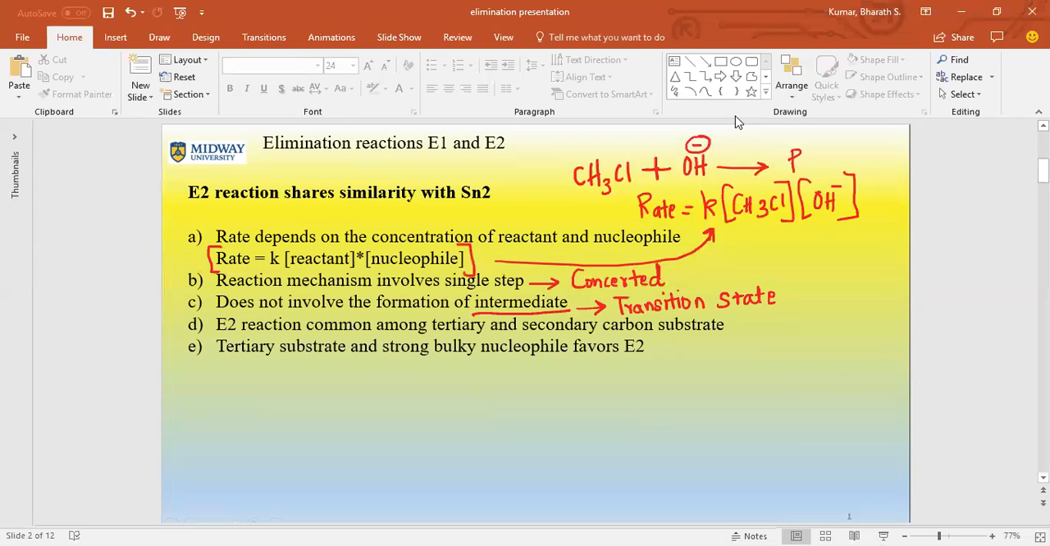Now, E2 reaction is very much common among carbon substrates that are either tertiary or secondary. We will see some examples as we get going. And tertiary substrate, if you want to be absolutely sure that your reaction should only happen via an E2, then you should have a tertiary carbon substrate. And in comparison to an E1, where we said it was a weak, bulky nucleophile, if you have a strong, bulky nucleophile, then it would favor an E2.